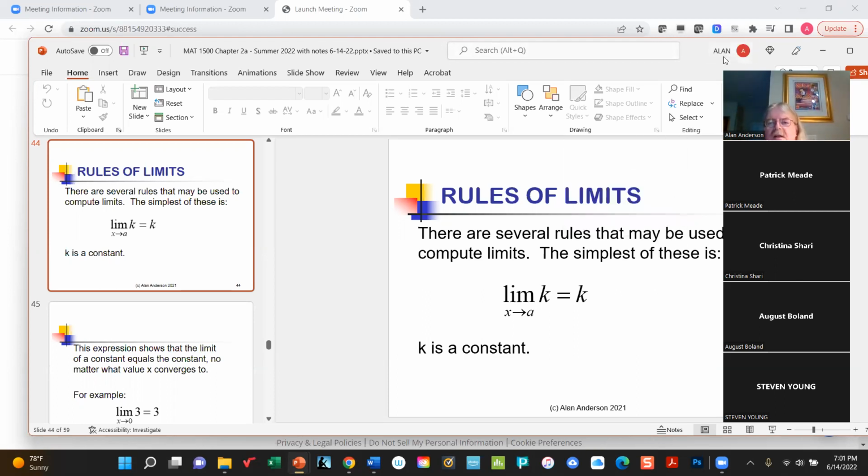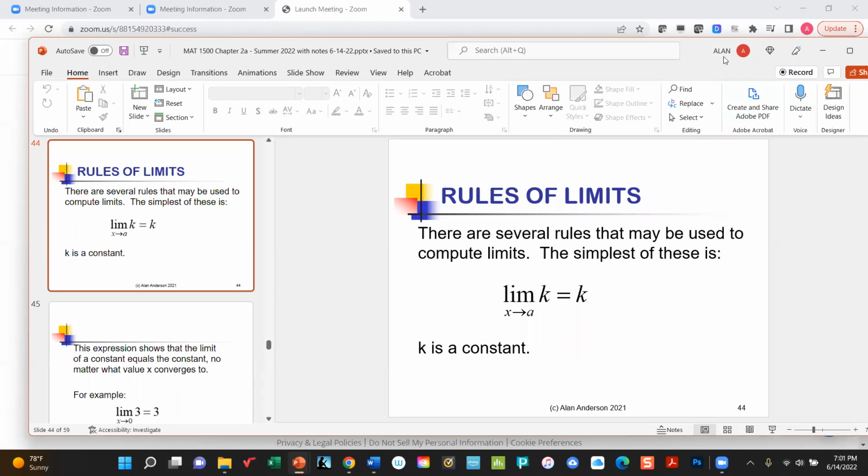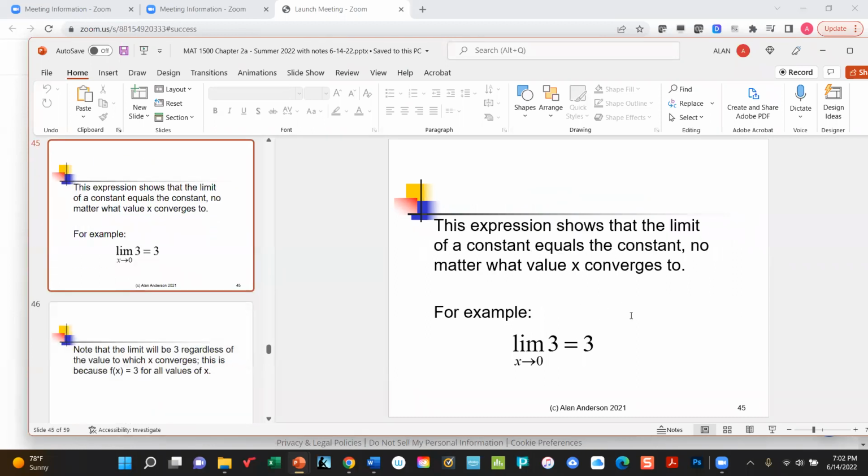We started out yesterday by looking at the case of the limit of a constant. Since a constant doesn't change, the limit, no matter what x is approaching, is simply equal to that constant. So no matter what k is, and no matter what a is, the limit of k is just k. That's one of the foundations of what comes next. Here's a simple example: the limit of 3 as x approaches 0 is just 3.